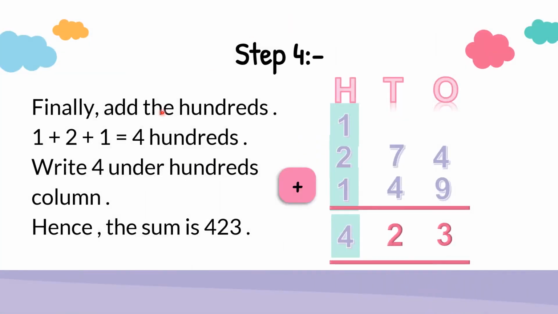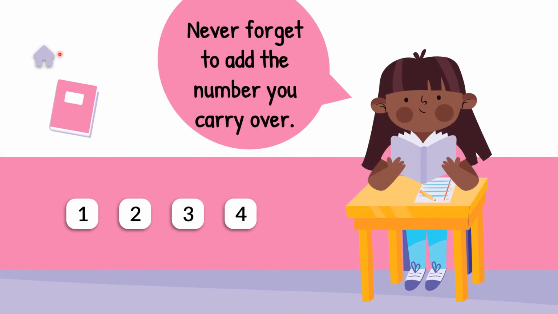Step 4. Finally, add the hundreds. 1 plus 2 will be equal to 3. 3 plus 1 will be equal to 4. So write this 4 on hundreds column. Hence, the sum is 423. Dear students, never forget to add the number you carry over.